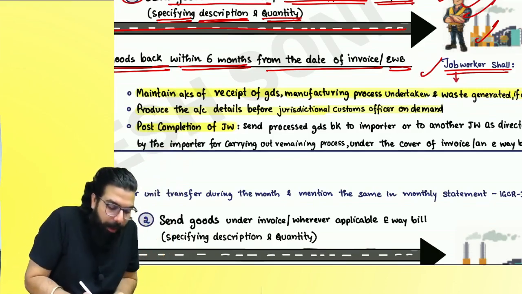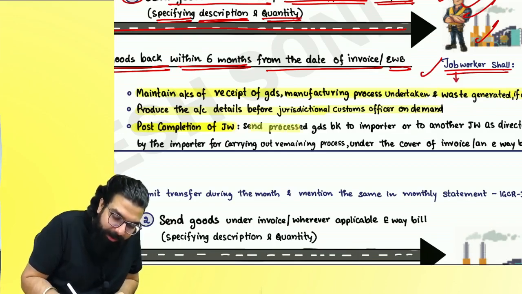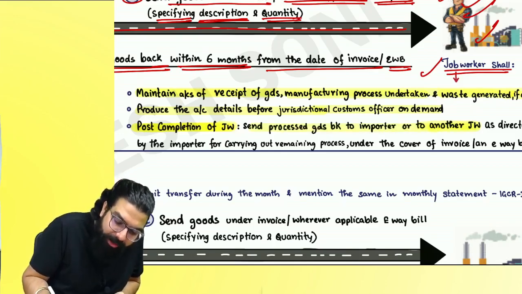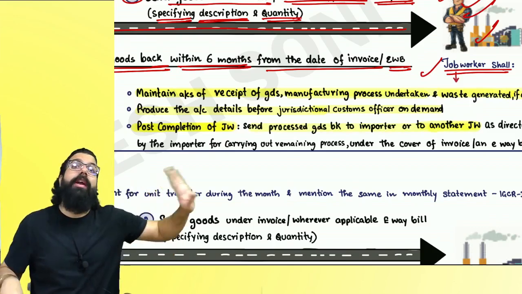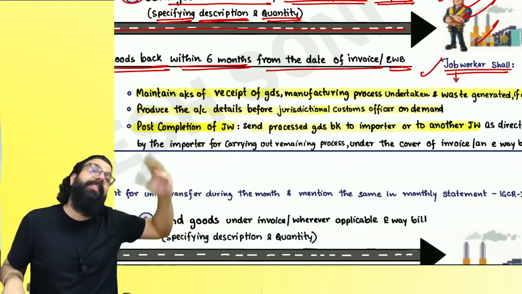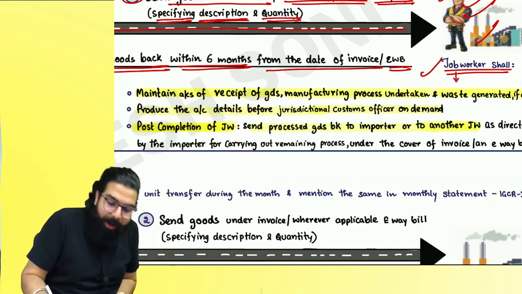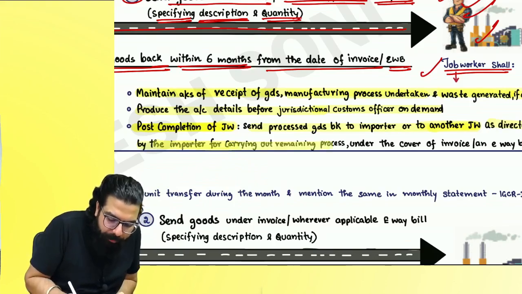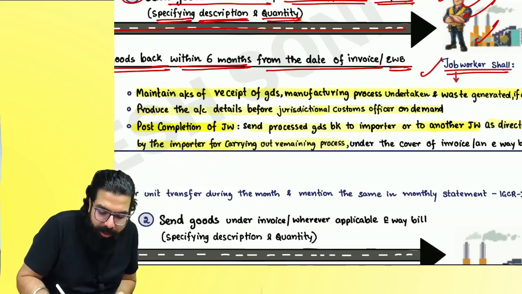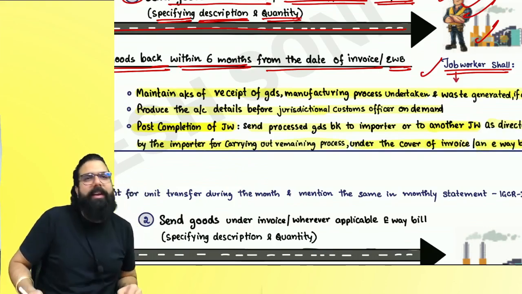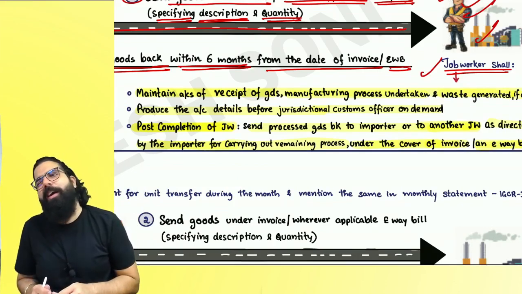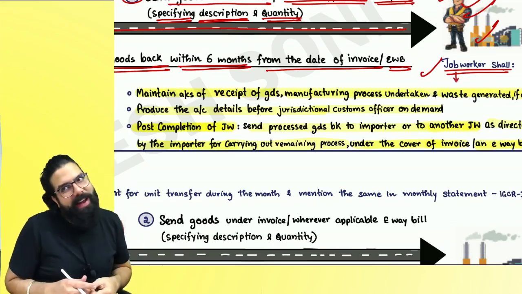And thirdly, post completion of job work, send the goods back to the importer or another job worker. They have not said you can supply from his premises, but you can send to another job worker as directed by the importer for carrying out the remaining process, under the cover of an invoice or an e-way bill. Basically, it will go along with a delivery challan and an e-way bill. Can I go ahead, everyone?